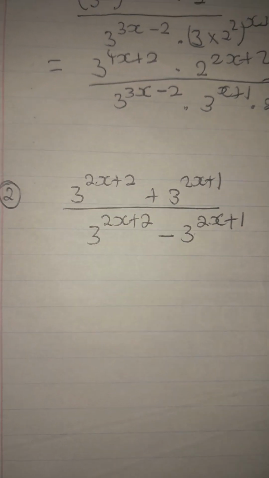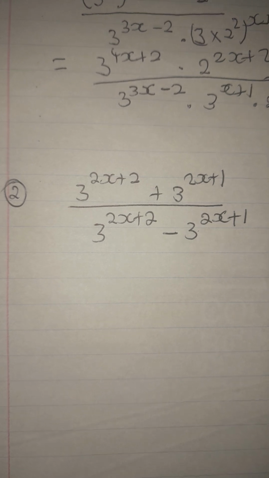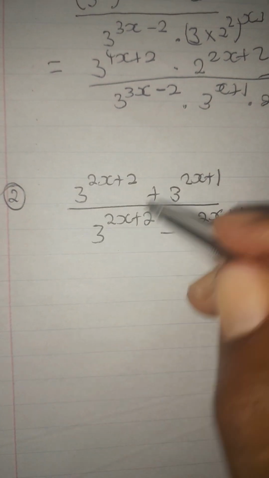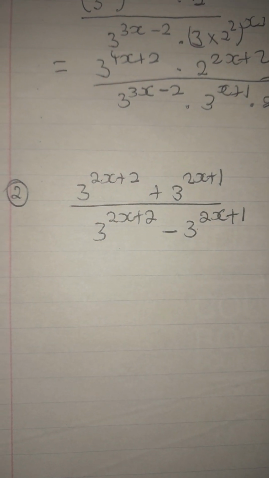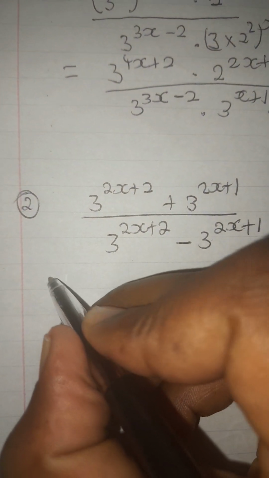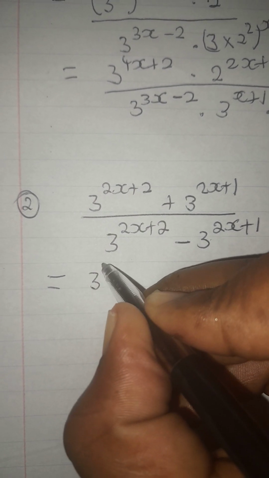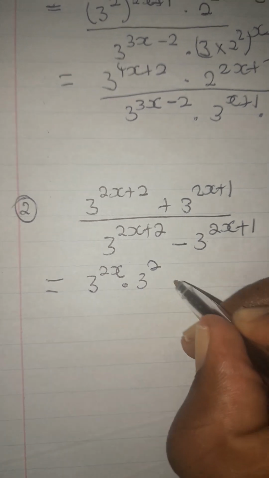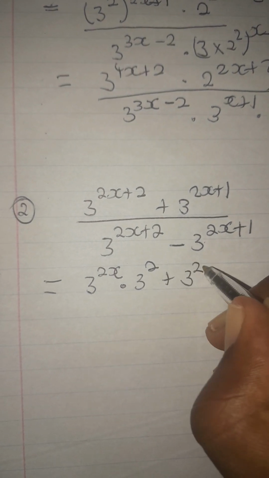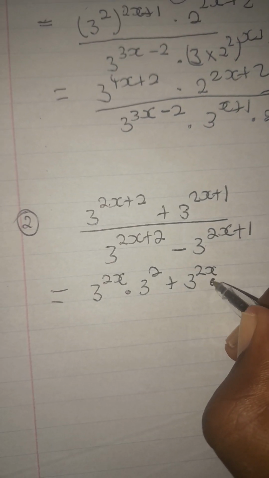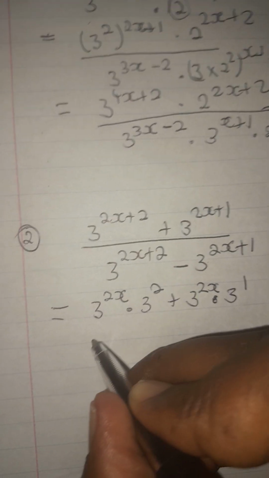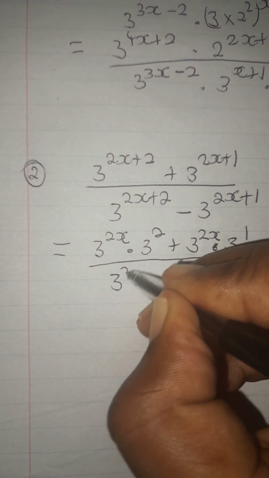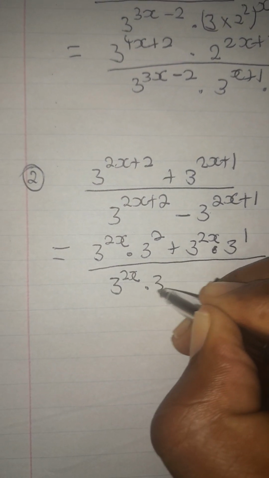Then let's go to our last question. Now we are focusing on the one that has addition and subtraction. When you're given addition and subtraction, the first thing is to split the bases into prime factors. But in this case, we will break this. We are going to say 3 to the power of 2x and 3 to the power of 2, plus 3 to the power of 2x multiplied by 3 to the power of 1.